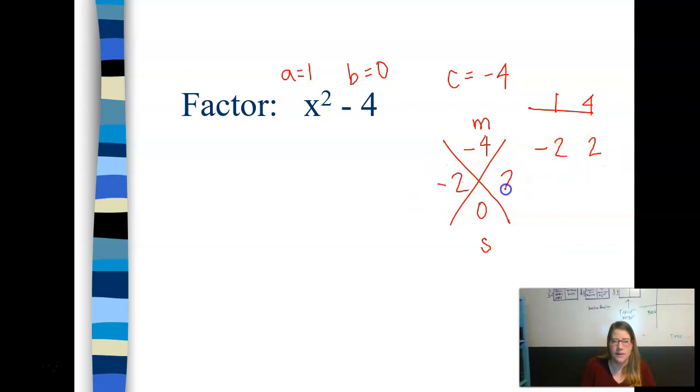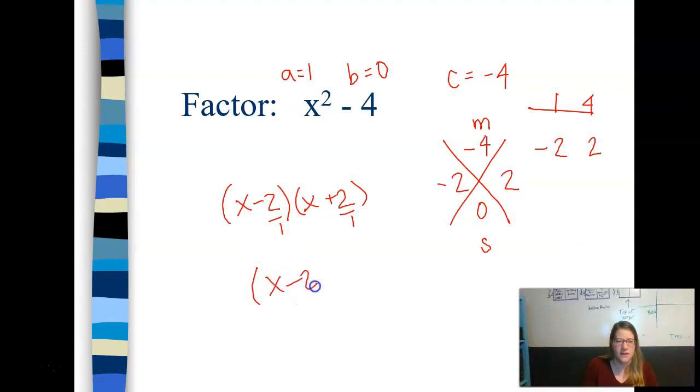So the two numbers that multiply to negative 4 and add to 0 are 2 and negative 2. So this would just be x minus 2 times x plus 2. Again, I would divide by a, but here it's not changing anything. So that's our factored form.